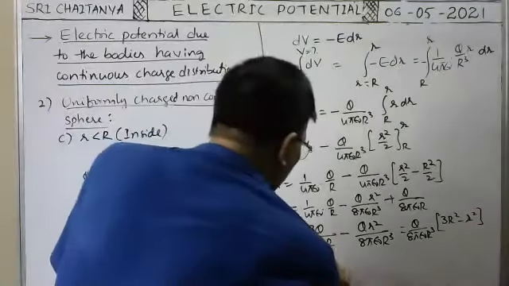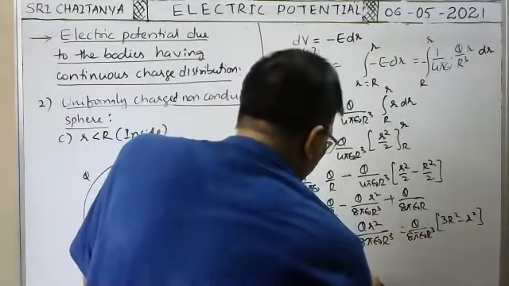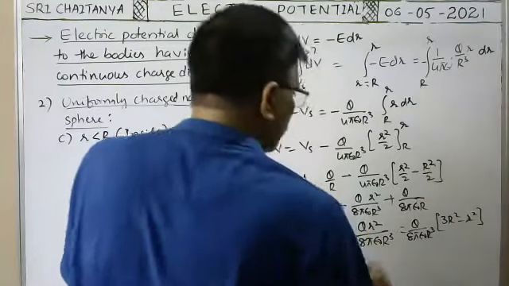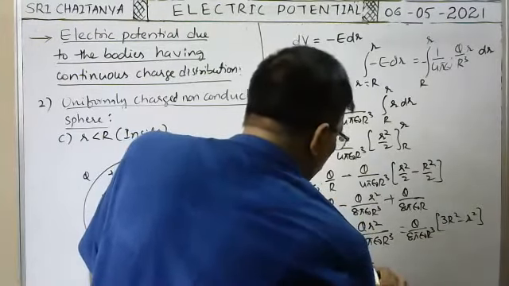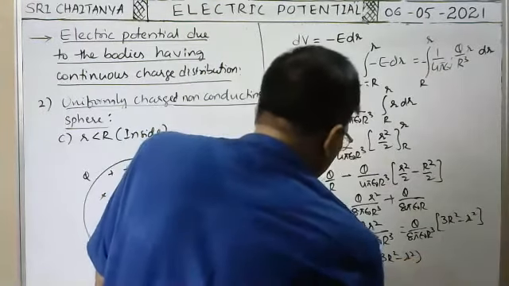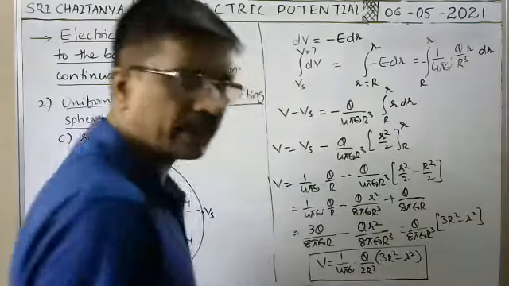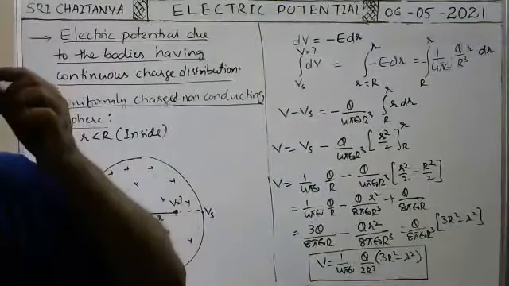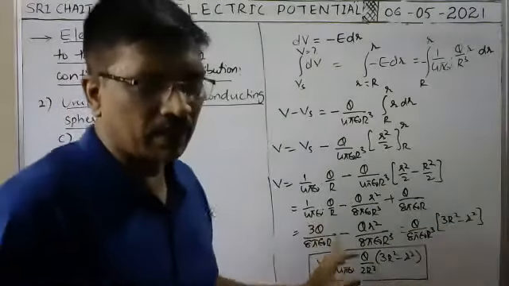Okay, therefore V is equal to, is written, 1 by 4 pi epsilon naught into Q by 2r cube into 3 capital R square minus small r square. I think you will get like this. You see, same type formula.